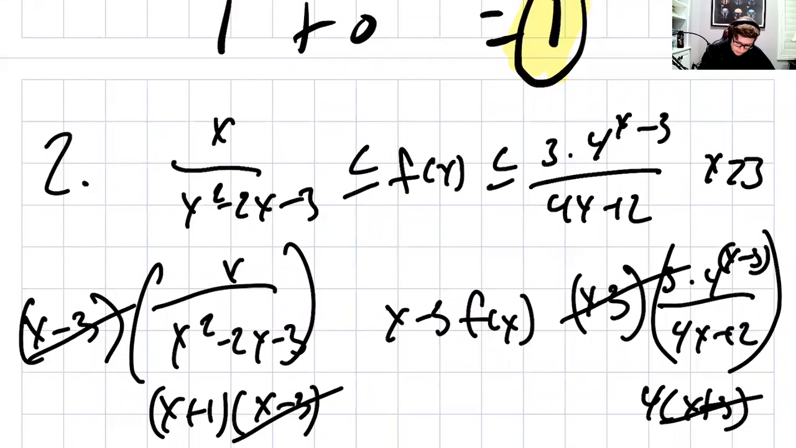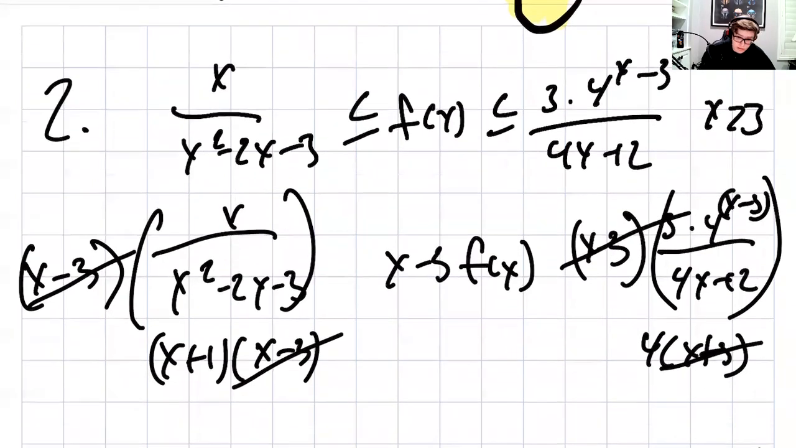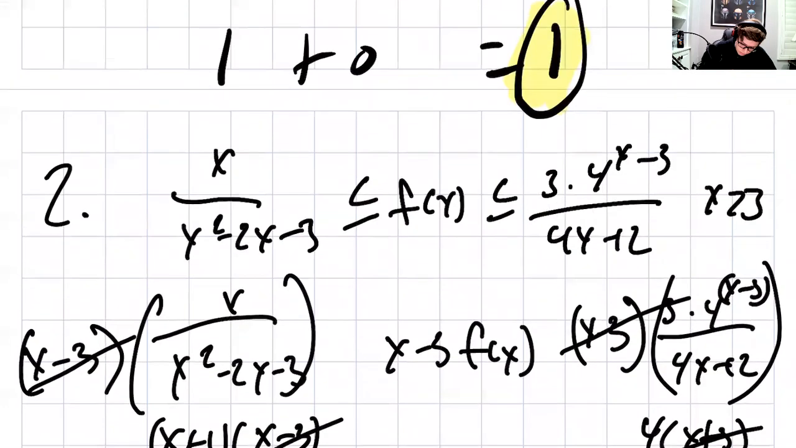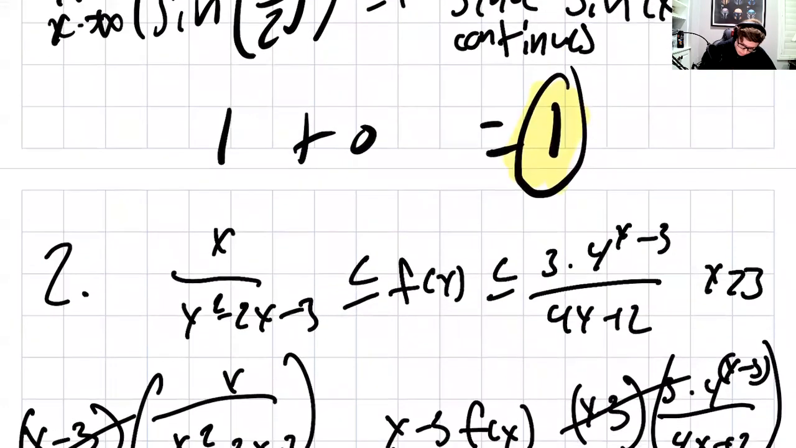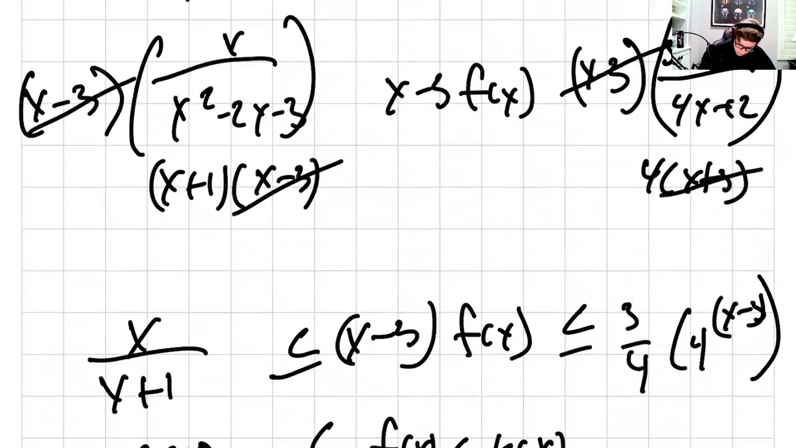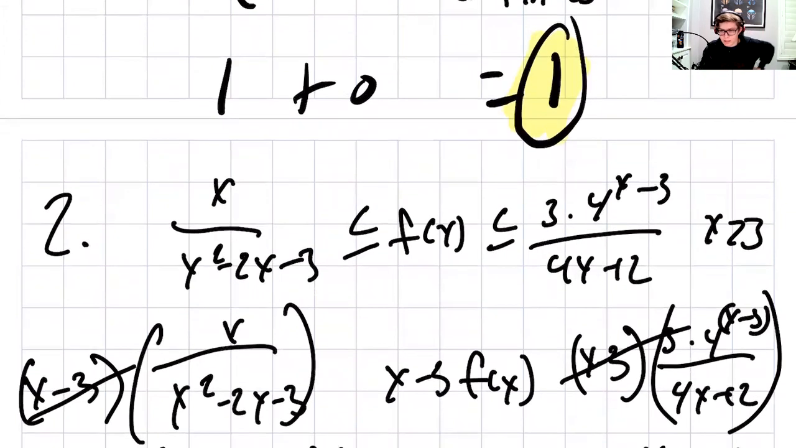So for question 2 here, it asks us to use the squeeze theorem to compute the limit of f of x. Let me write that down. Let me add a new page. All right, so we're going to use the squeeze theorem to compute the limit as x goes to 3 from the right, so x goes to 3 positive, of x minus 3 times f of x.